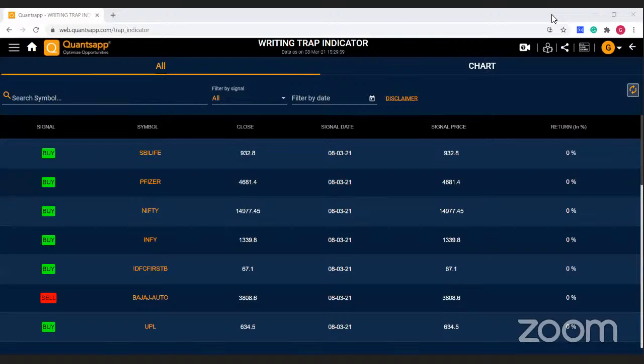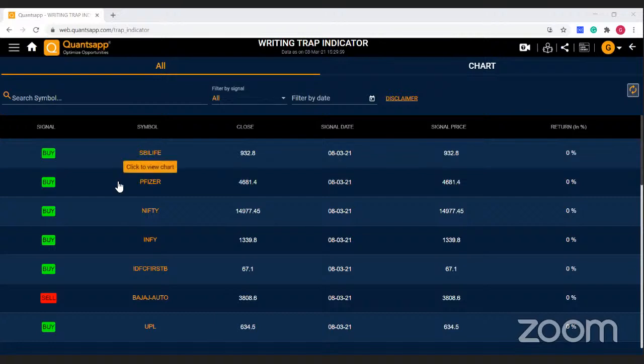So the trap indicator is just catching the open and trapped positions of the writers. As we discussed, the parameters are several, but mainly it looks into price, volatility, and open interest volume. So why are we looking into this tool? I want to look at which stocks today the option writers are stuck in, or where the option writers have been trapped.